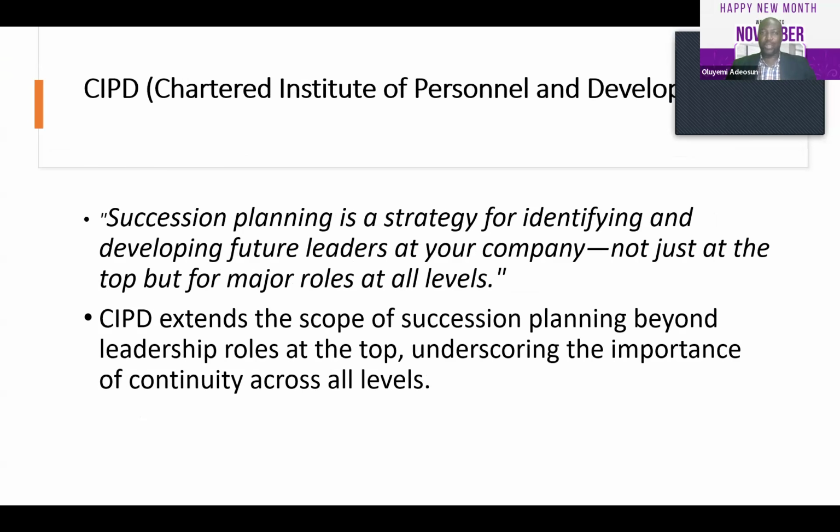CIPD defined succession planning as a strategy. Now, they introduce a term I love, strategy. And what's this strategy? For identifying and developing future leaders at your company. Not just at the top, but for major roles at all levels.